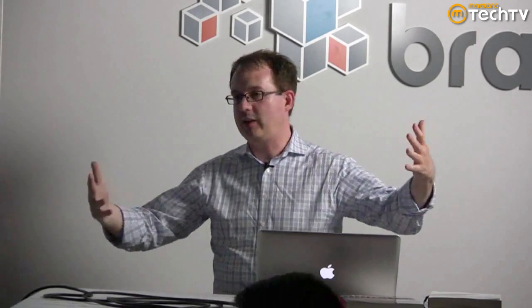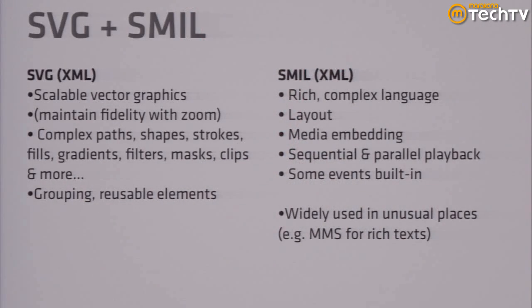Okay. So SVG and SMIL, who knows SVG? Okay. SVG, XML format, drives you crazy because you keep on forgetting to close your tags. It does maintain fidelity with zoom. It's a vector graphic format. It's really rich. You can do complex paths, shapes, strokes, all that stuff. SMIL is also a rich, complex language. It has great layout capabilities. You can embed multiple media. You can actually synchronize everything together. It's widely used, but in very unusual places, like SMIL is actually the format for doing MMS for rich texts.